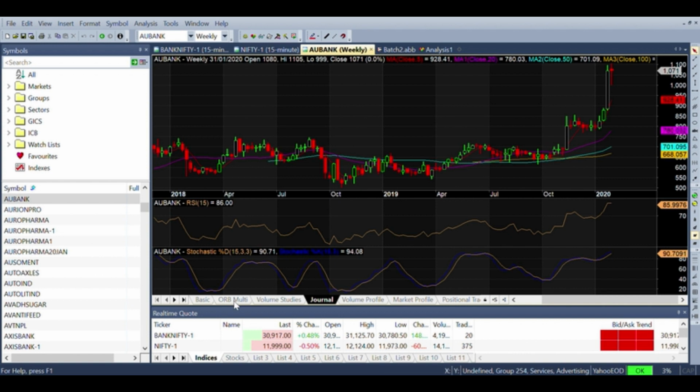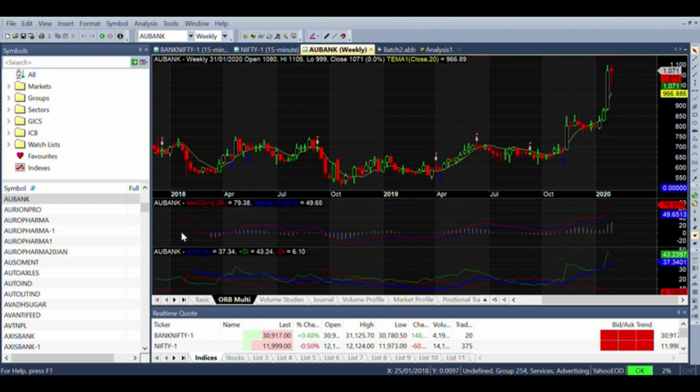Let me go to the place where it is showing me MACD. This is the MACD indicator. Here you have a red line and a blue line. The red line is the MACD line, the blue line is the signal line. To decide whether we should select AU Small Finance Bank right now or not, what do we have to look for in MACD? We have to look for the MACD line, the red line, crossing above the signal line, the blue line.